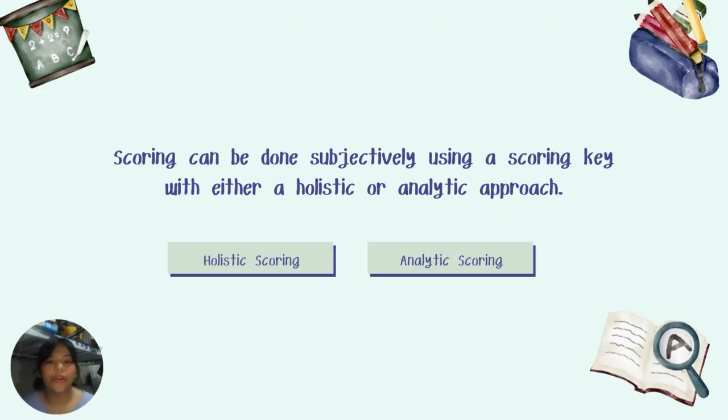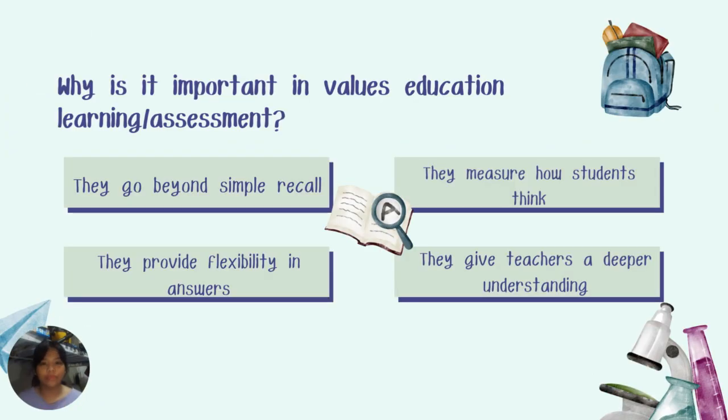For rubrics, scoring can be done subjectively using a scoring key with either a holistic or analytic approach. The holistic approach involves making a single overall judgment about the quality of the answer and it's most appropriate for extended response essays. And analytic scoring involves awarding separate points for each identified criterion and is preferred for restricted response questions as it provides more specific feedback.